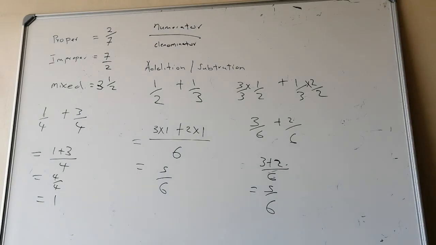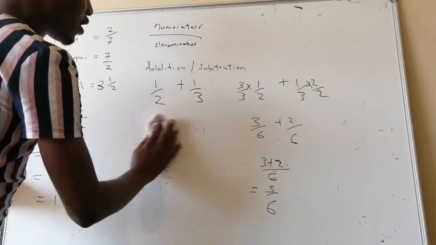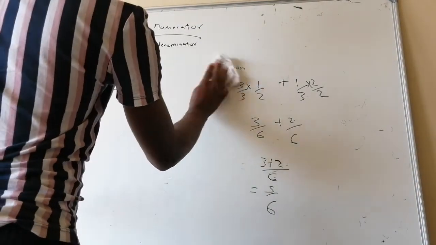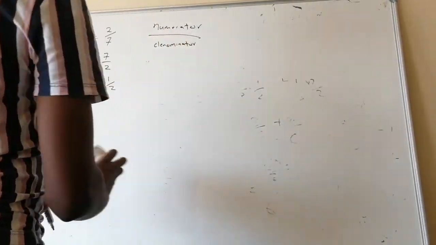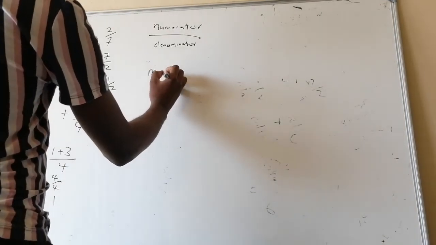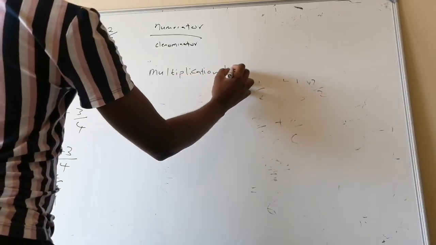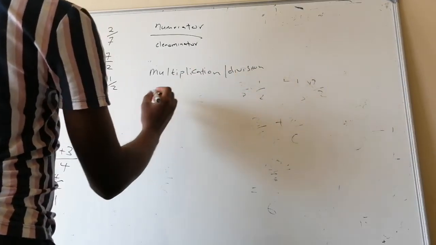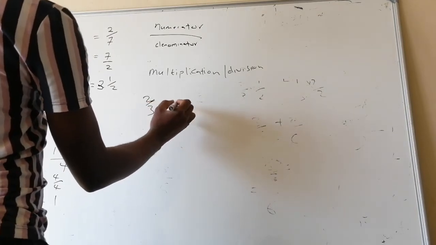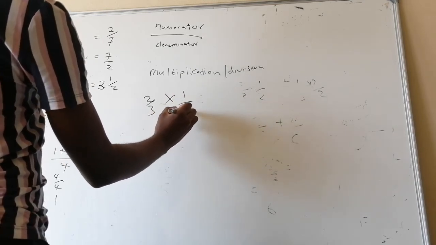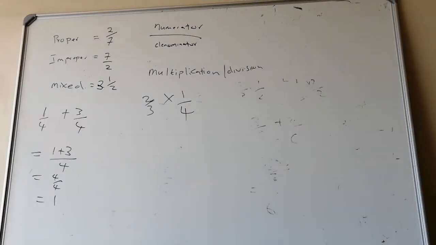So now I'm going to do the multiplication and the division. I did these things together because the methods are almost similar. So multiplication, this is what we do. Multiplication and division of fractions. Let's say we've got 2 over 3 times 1 over 4. When we multiply fractions, this is very simple.